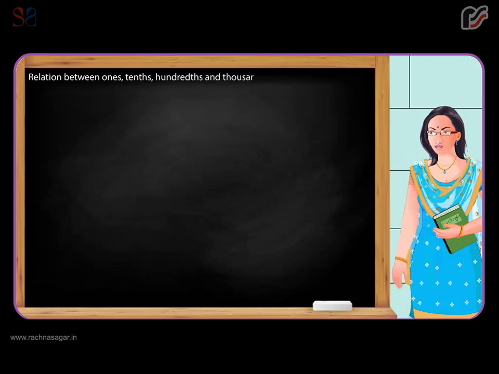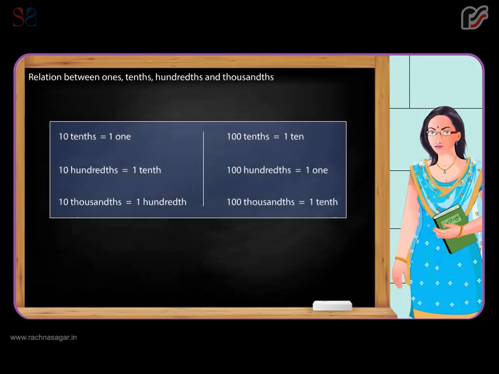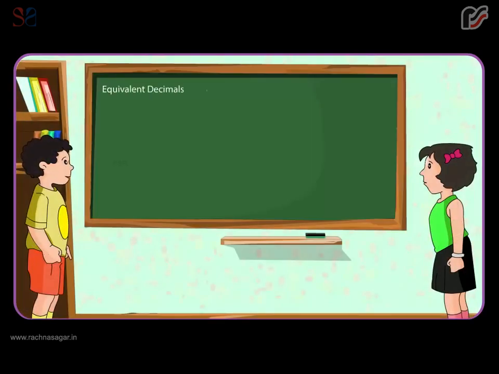Relation between ones, tenths, hundredths and thousandths. 10 tenths is equal to 1. 10 hundredths is equal to 1 tenth. 10 thousandths is equal to 1 hundredth. 100 tenths is equal to 10. 100 hundredths is equal to 1. 100 thousandths is equal to 1 tenth.